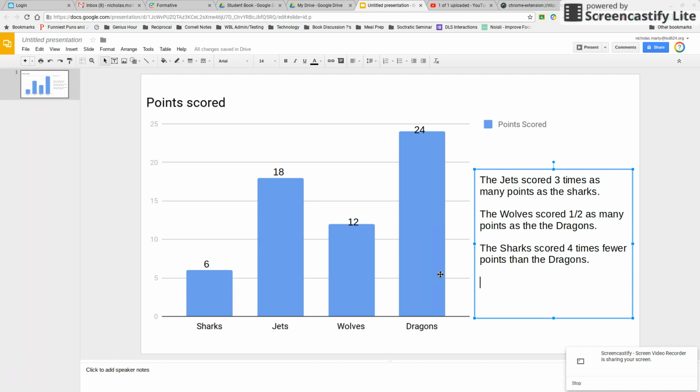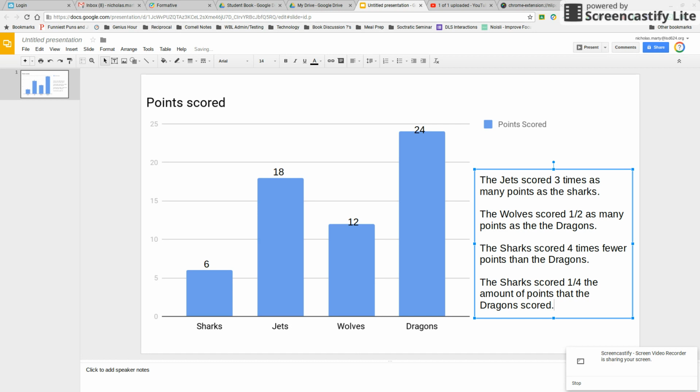Now I could also compare the Sharks and the Dragons by flipping it and using a fraction. I could say the Sharks scored 1/4, because that's 4 times less, 1/4 the amount of points that the Dragons scored.